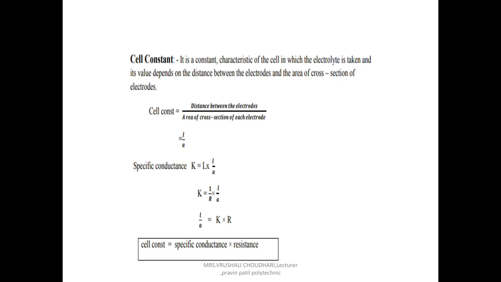Cell constant. It is a constant characteristic of the cell in which electrolyte is taken, and its value depends on the distance between the electrodes and the area of cross section of the electrode. So cell constant is specific conductance multiplied by resistance. These are the terms which are involved when the electrolytic changes take place. How much electrolytic change takes place is found by using these terms. Numerical is not in your syllabus.